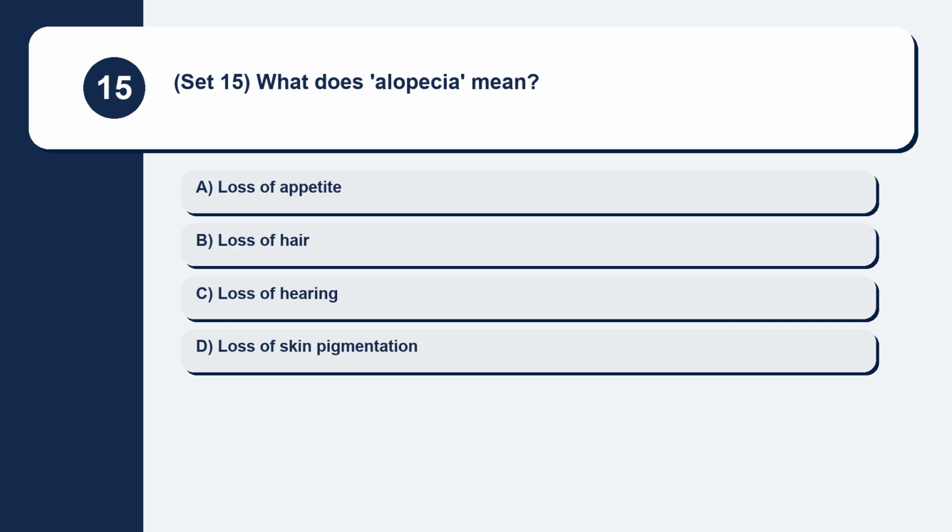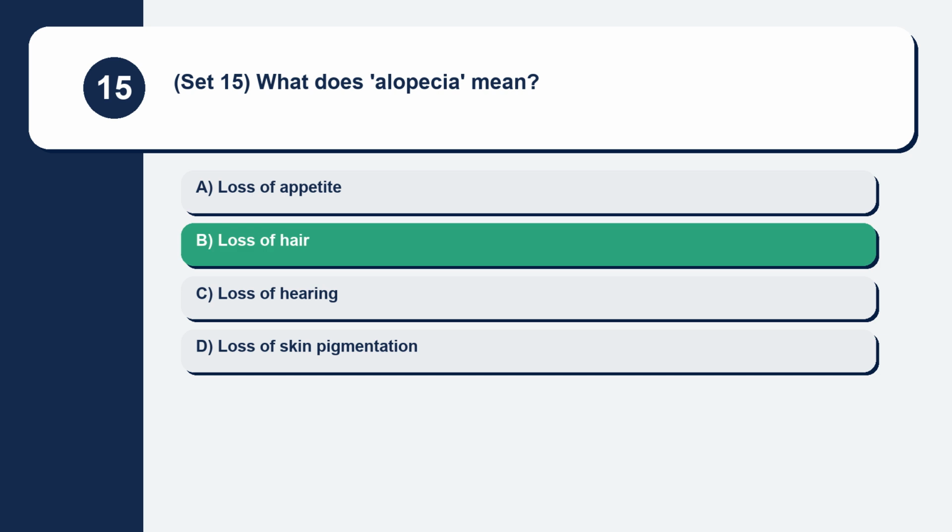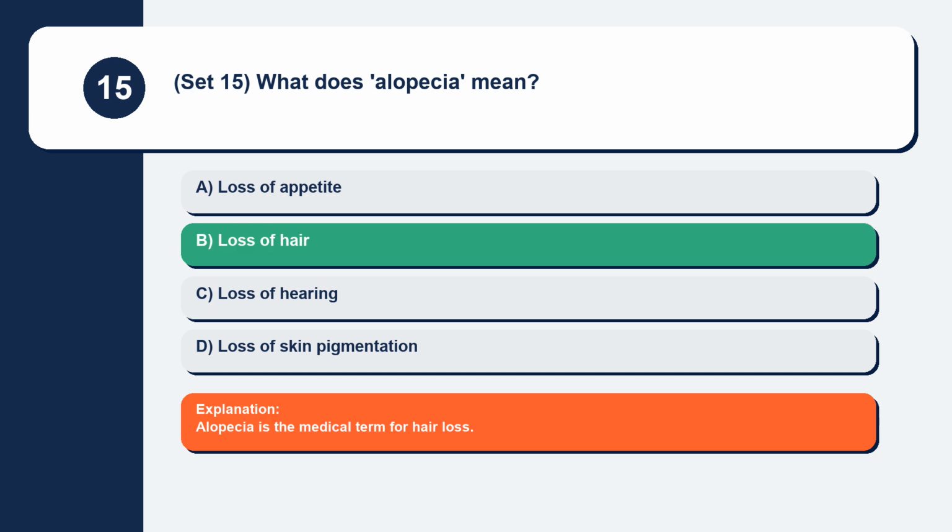Question 15, Set 15. What does alopecia mean? Loss of appetite, loss of hair, loss of hearing, loss of skin pigmentation. Alopecia is the medical term for hair loss.